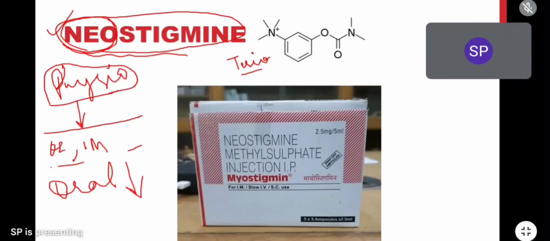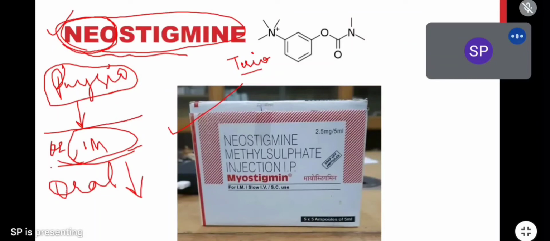It is less. So what will be its preferred route? Preferred route is parenteral, so it is available in parenteral form very commonly because oral bioavailability is very low. Clear? Now you see one more important point. It is synthetic. We know.